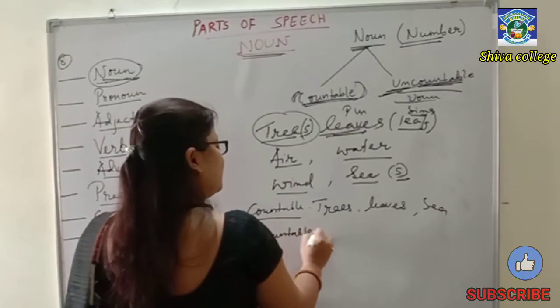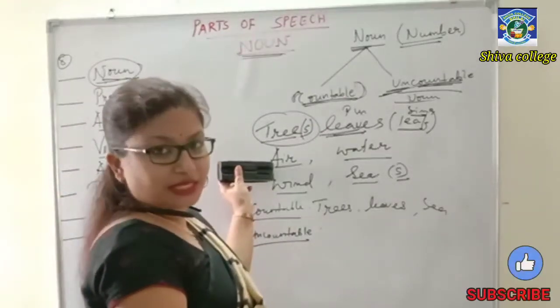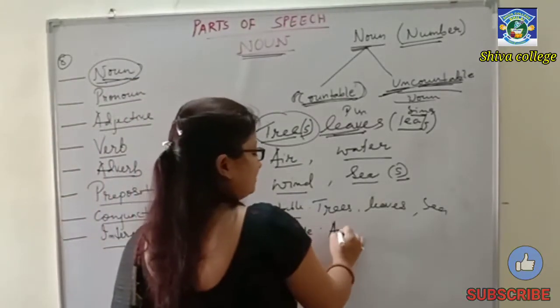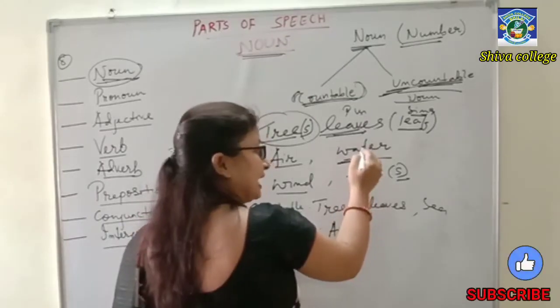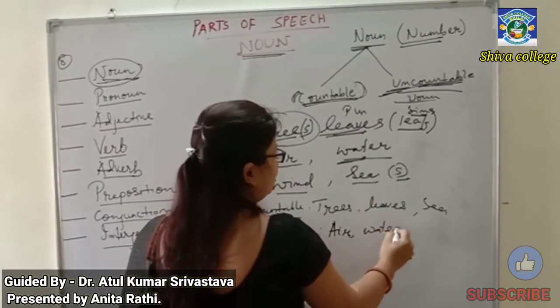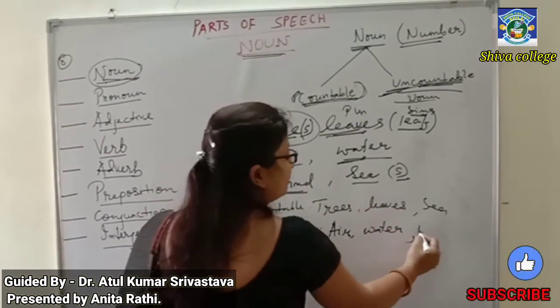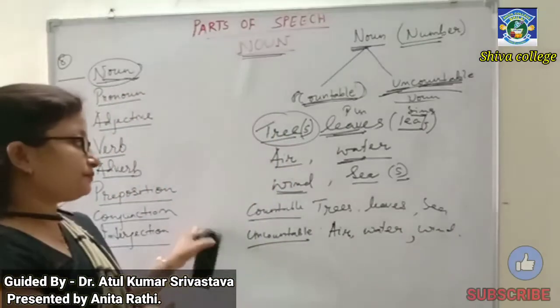Now let us see which is uncountable noun. Air, you cannot count air. So air is uncountable noun. Water, as I told you, it is in liquid state and also it does not have its plural form. Wind, of course you cannot count wind, so wind is also under the uncountable noun.